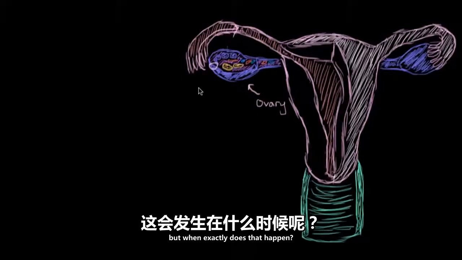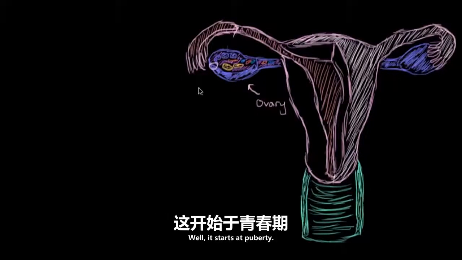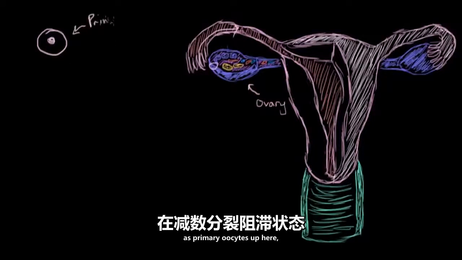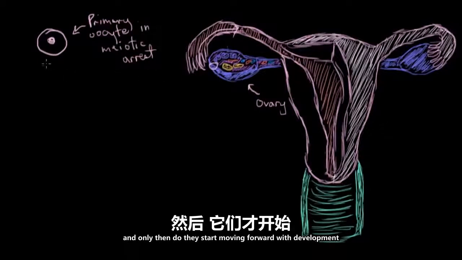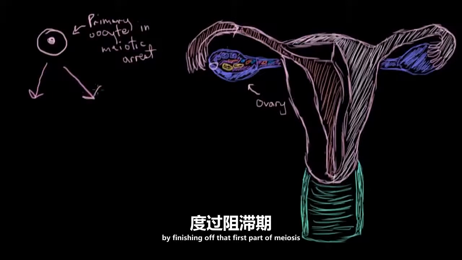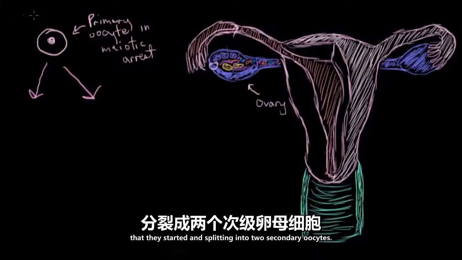But when exactly does that happen? Well, it starts at puberty. So they actually stay in this phase as primary oocytes up here in meiotic arrest for like 12 to 13 years, give or take, and only then do they start moving forward with development by finishing off that first part of meiosis that they started and splitting into 2 secondary oocytes.